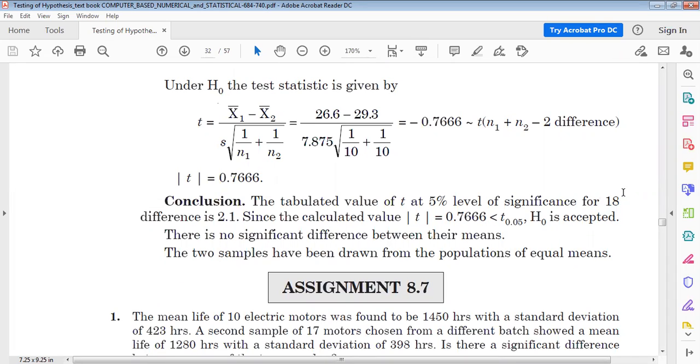So from the t distribution table, Student's distribution table for 18 degrees of freedom, the critical value at 5% significance level will be 2.1. Understand? So our calculated value is less than the table value. So H naught, the null hypothesis, is accepted. There is no significant difference between their means, and the two samples have been drawn from populations of equal mean.